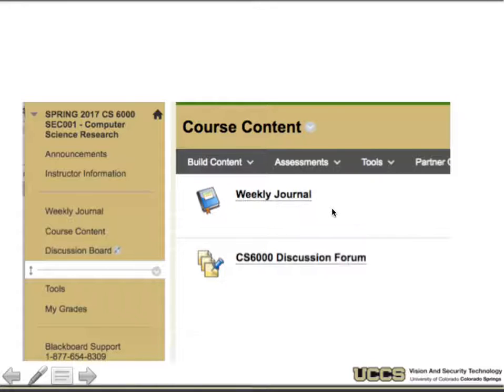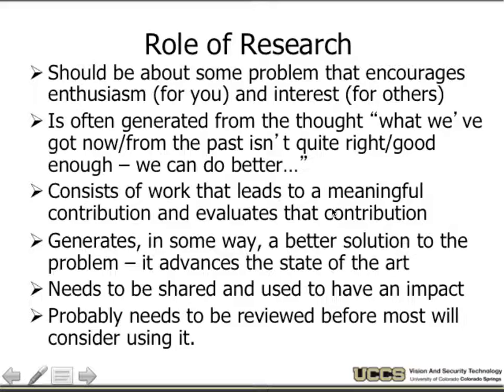So this class is to get you involved in computer science research methods. So let's start with really, what's the role of research? What is it? Well, one of the things about research is it should be about some problem that encourages you, so it has enthusiasm for you, and is of interest for others. So you can do research. Computer science is an aesthetic field. You can study an algorithm that solves problems, any problem you want. But if no one else cares about the problem, or if you're not enthusiastic about the problem, it's really not going to lead in general to good research.